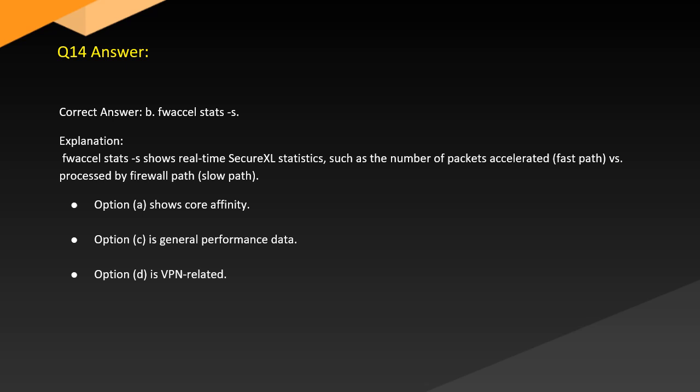Answer. Correct answer B. fwaccel stats. Explanation. fwaccel stats shows real-time SecureXL statistics such as the number of packets accelerated, fast path, versus processed by the firewall path, slow path. Option A shows core affinity. Option C is general performance data. Option D is VPN related.